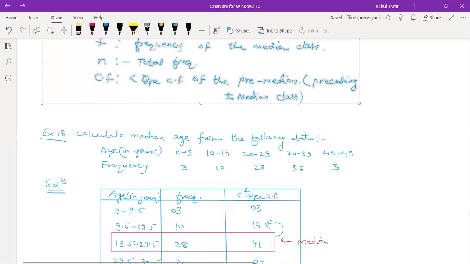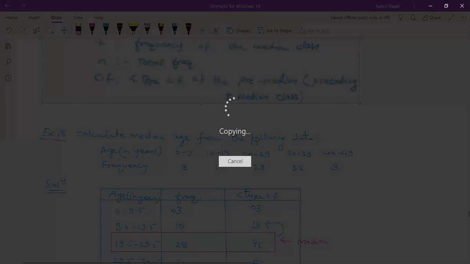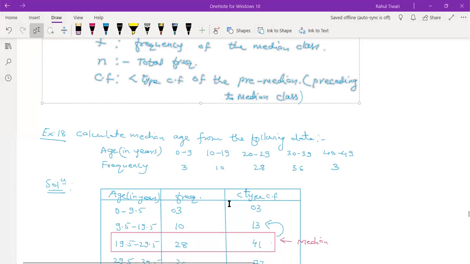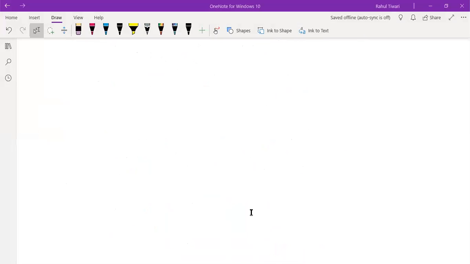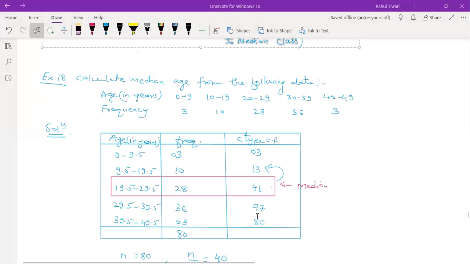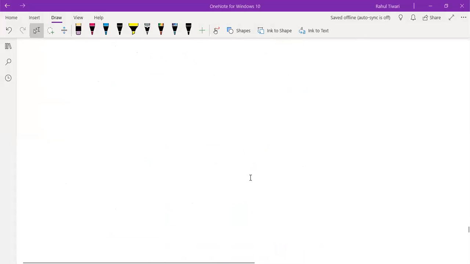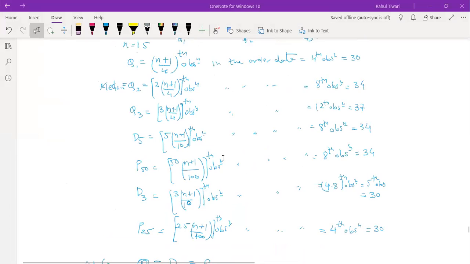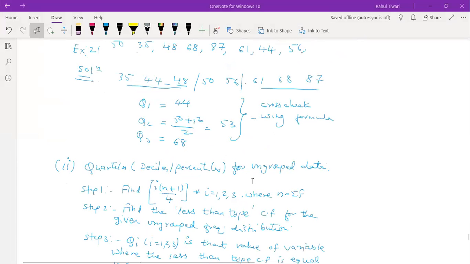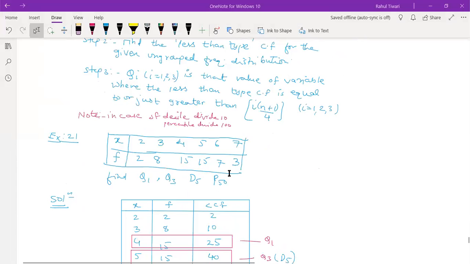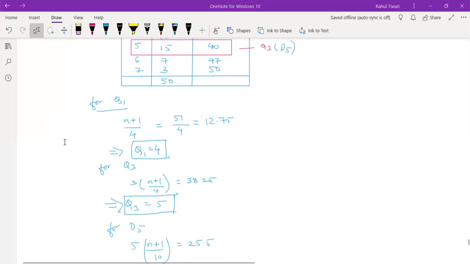Now, if you look at that quartile, so this is basically quartiles for grouped data. When we have ungrouped data, sorry, quartiles for ungrouped data, this is the way you can find quartile, decile, percentile.